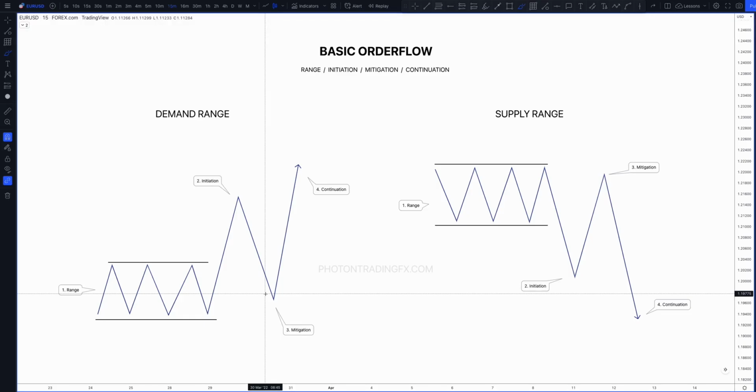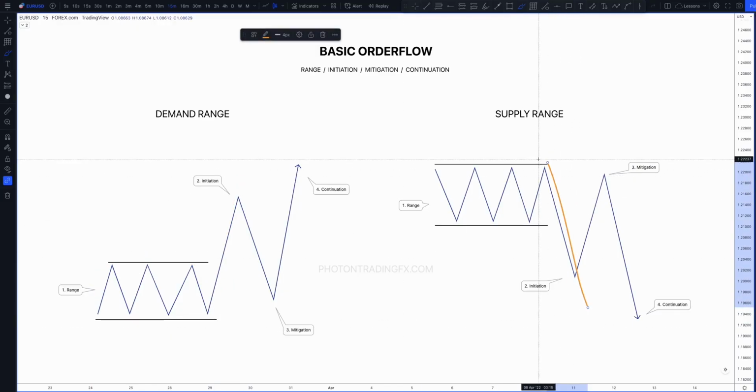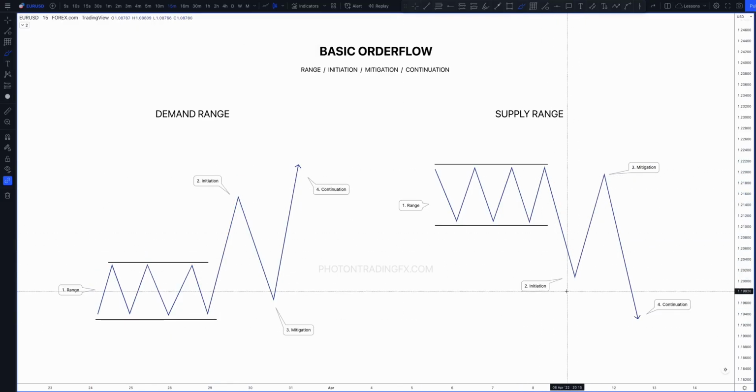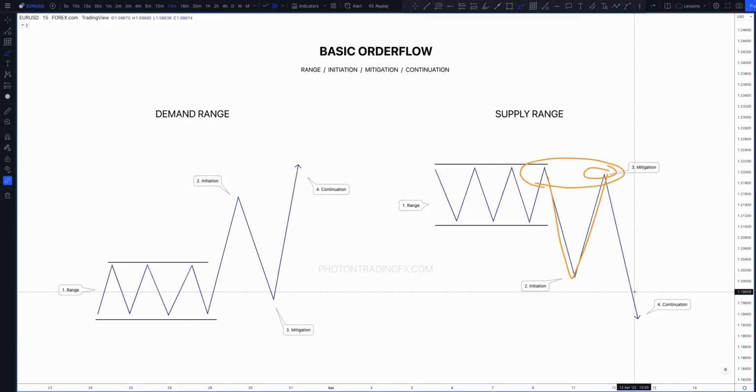How we visualize that on a chart. So the exact opposite for supply, right? You have a range, and depending on which way price breaks out, it determines whether it's demand or supply. Obviously, if it goes to the upside, then we have demand, and if it comes to the downside, then that's where supply has taken control. So we get the initiation out of the range, then mitigation of the range. Think of it as picking up more orders where that supply stepped into the market, and this is where we want to get in to try and catch that continuation to the downside. Okay, cool. Pretty simple stuff, right?